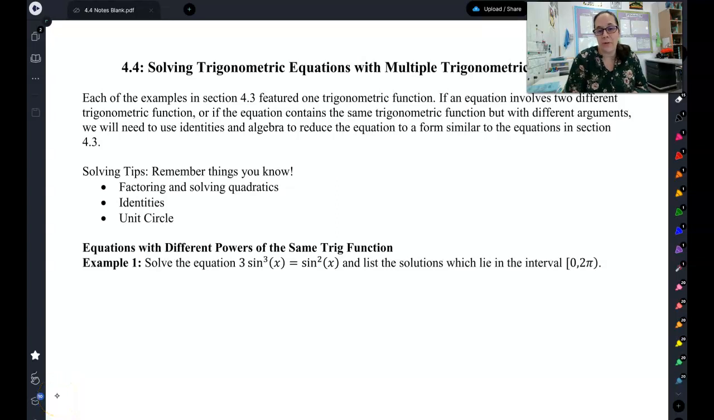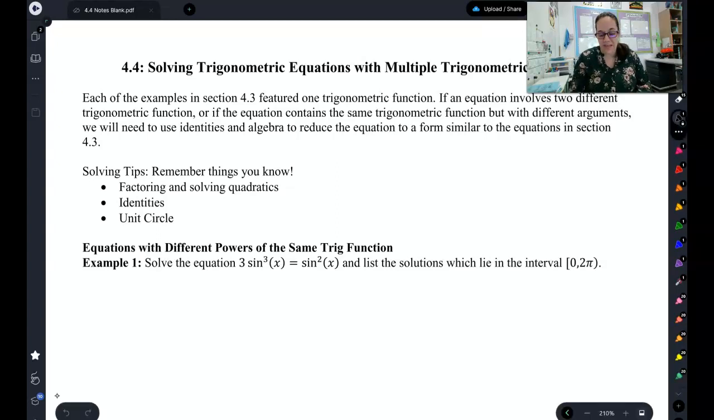Welcome to lesson 4.4. In this lesson, we're going to solve some even more complicated trig equations. So here's some tips and tricks to help you as we go. We're going to start by factoring. Anytime you have something that is squared, it's probably going to be a factoring problem, so we're going to start by bringing everything to one side and trying to factor it.